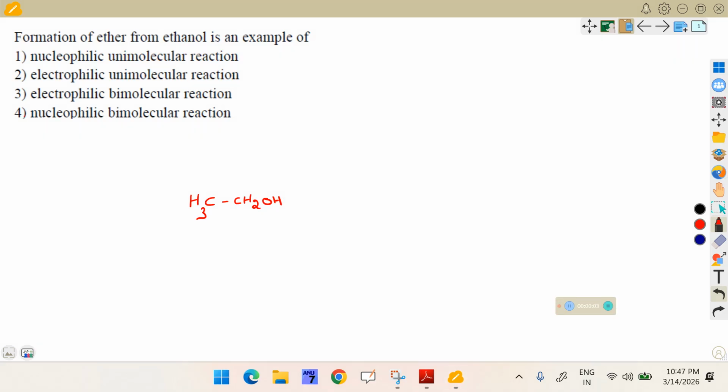Friends, we are solving NEET model questions on ethers. See the first question.